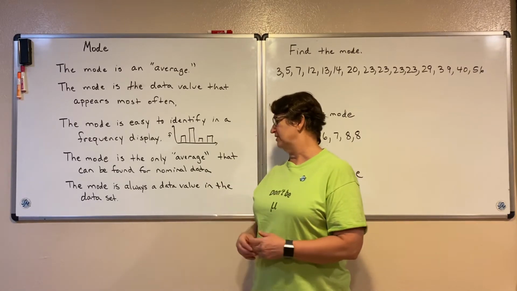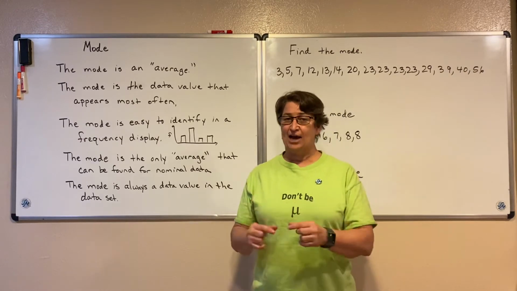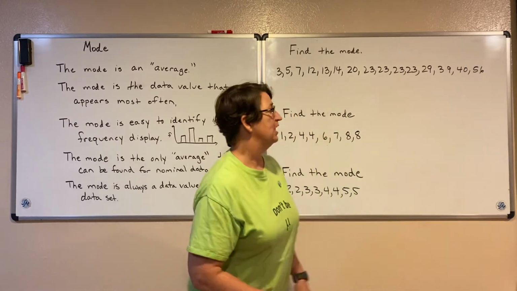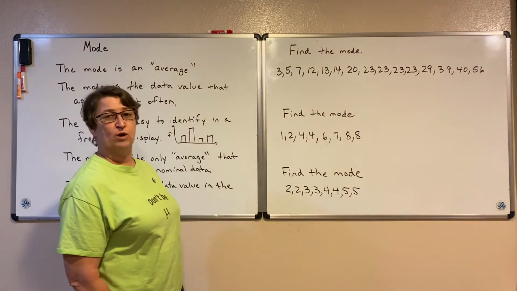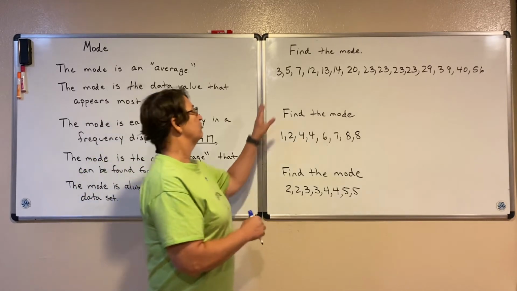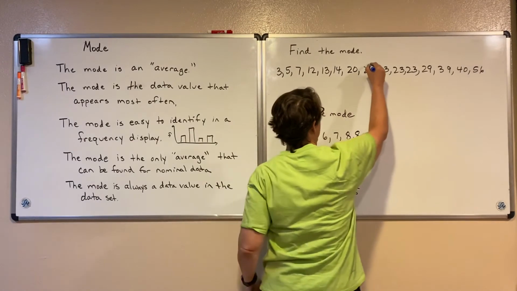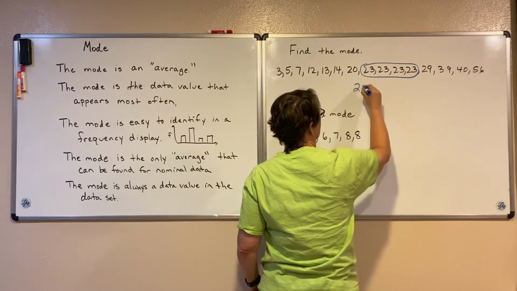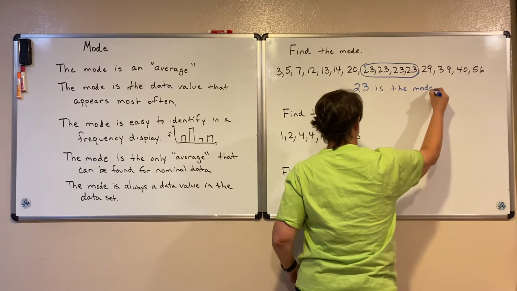And the mode is always a data value in the data set. It will always be an actual data value in the data set. So let's find the mode. Here I have a large data set, and I just want to look for the one that shows up most often. So notice these numbers all show up once, but 23 here shows up 4 times. 23 is the mode. It shows up the most often.